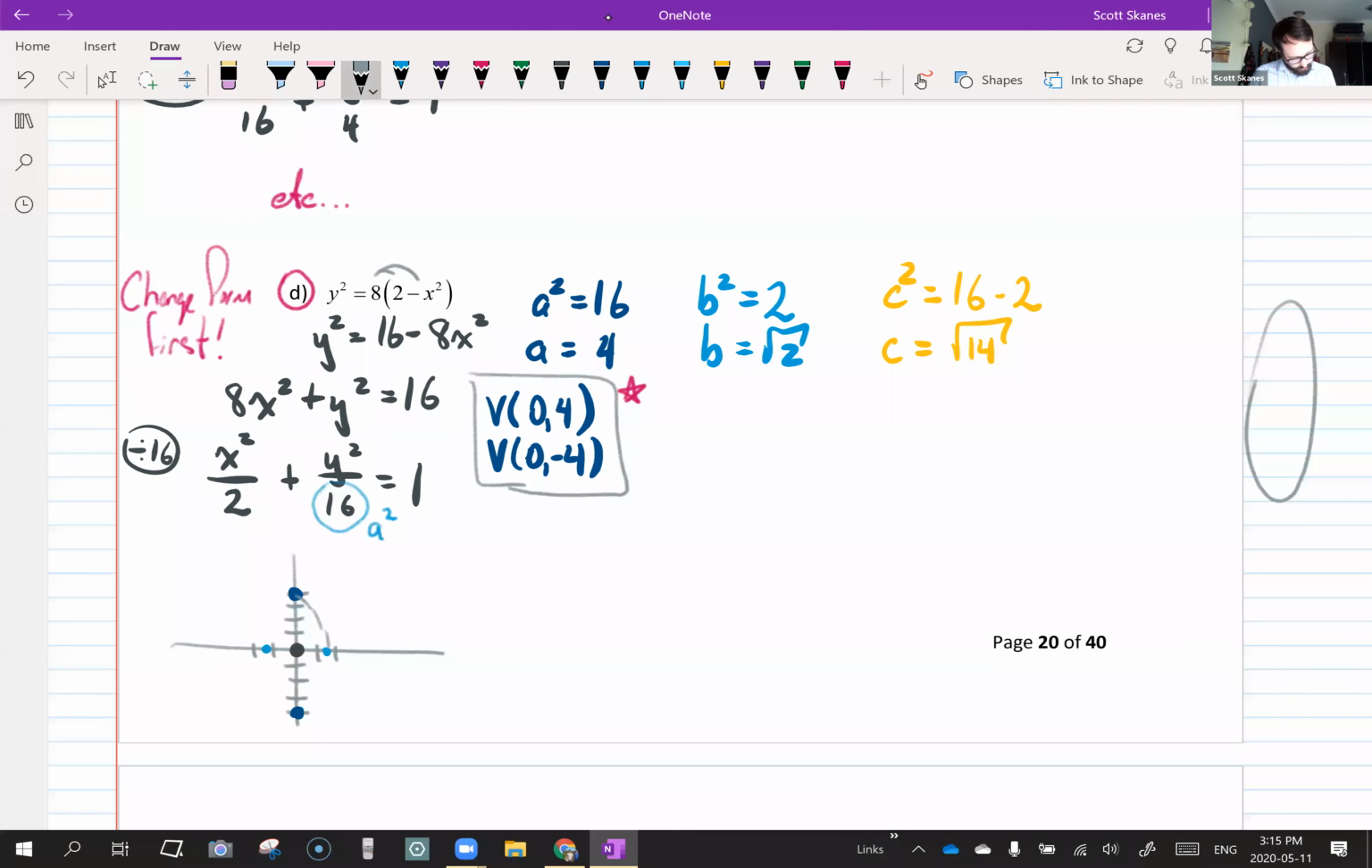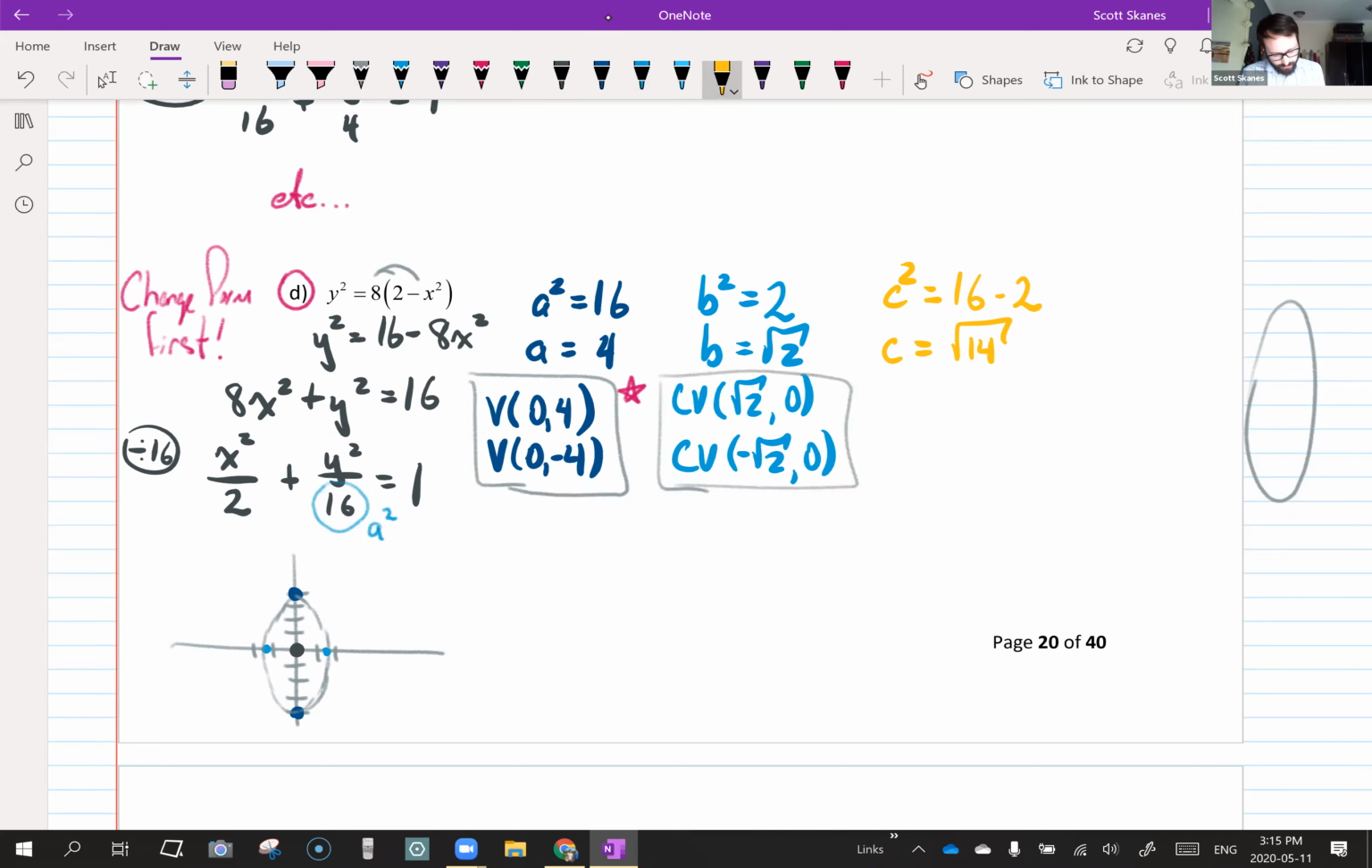And now we have enough information. Again, I'm not a master of drawing ellipses. I'm just drawing it for sketch purposes. That means our co-vertices, think about this carefully. The center is at 0, 0. I have to add the b to the x values. So the co-vertex here must be root 2 and 0. I've added to the x values. The other co-vertex, minus root 2, 0. Same exact steps as before, just adding and subtracting to the different axes.